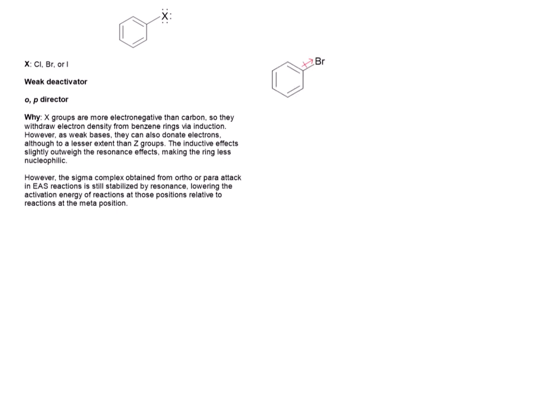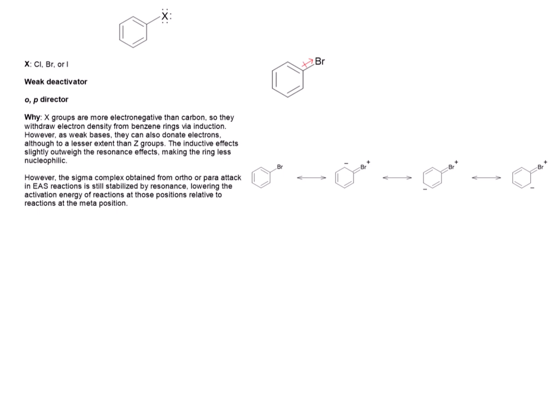Let's talk about why. Just like with the Z groups, the X groups are more electronegative than carbon, so they're going to withdraw electron density from the benzene ring via induction. However, unlike the Z groups, the X groups are only weak bases. So while they can donate electrons a little bit due to resonance, they do so to a much lesser extent. And as it turns out, the inductive effects slightly outweigh the resonance effects for X groups, making the ring a little bit less nucleophilic. That's why we say that they're weak deactivators.